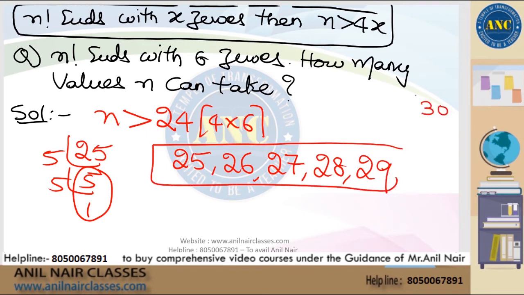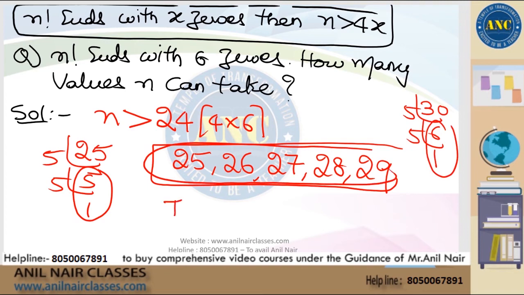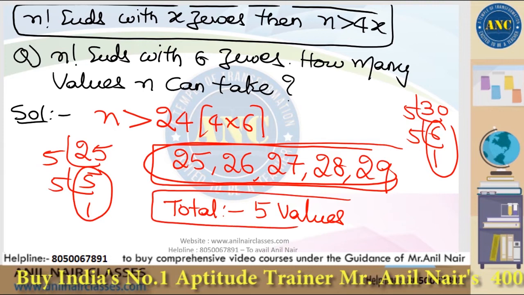30 cannot be the answer because 5 6s are 30, 5 1s are 5. 6 plus 1 is 7. Directly we will get totally 5 values. Otherwise you have to enumerate it. Total 5 values you will get.